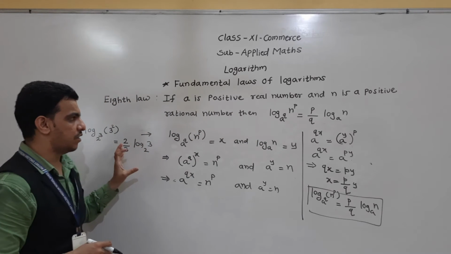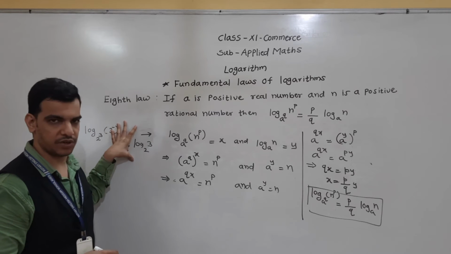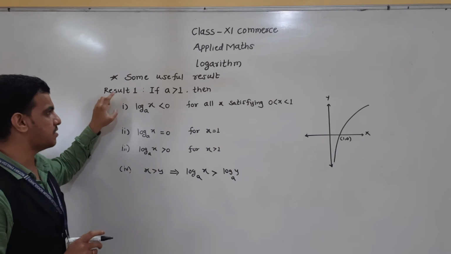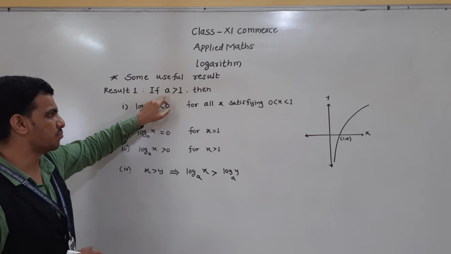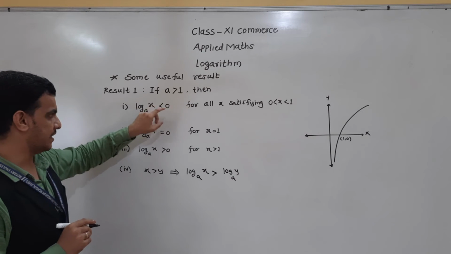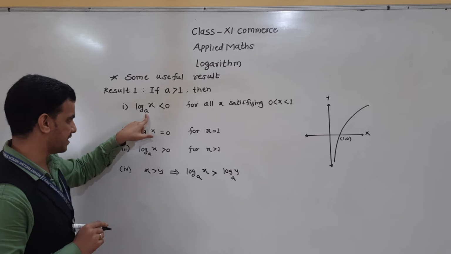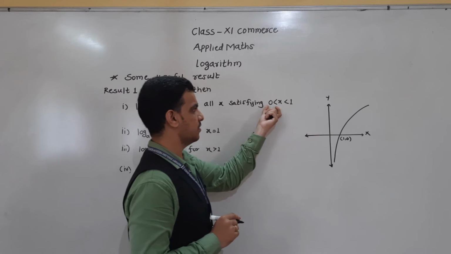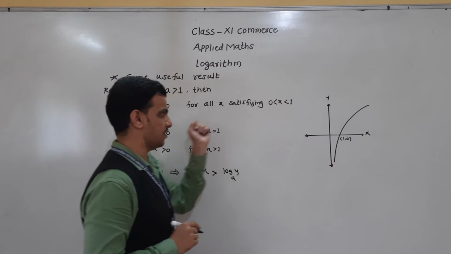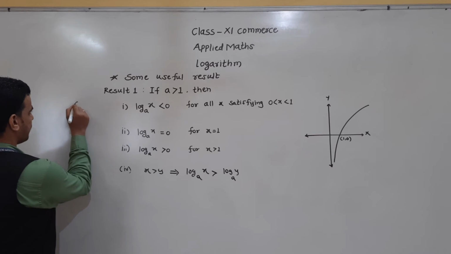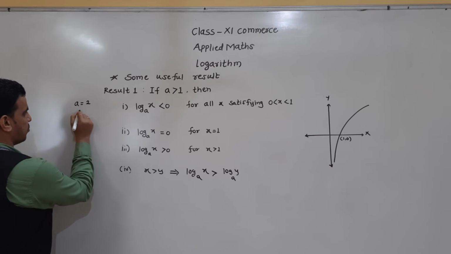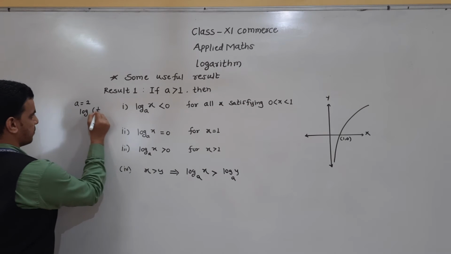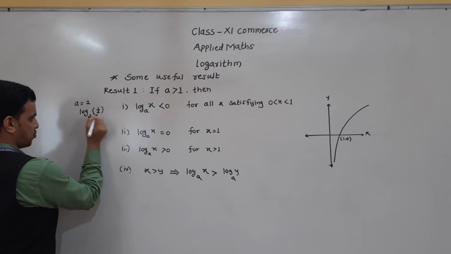Okay, now we will take some results of logarithm. Now we will see some useful results. So the first result is, if a is greater than 1, means the base is greater than 1, then log of x to the base a is less than 0 for all x satisfying x greater than 0 and less than 1. Means if I am taking a equal to 2, okay, so log of x, if I am taking x in between 0 and 1, so suppose I am taking log of 1 by 2 to the base 2.